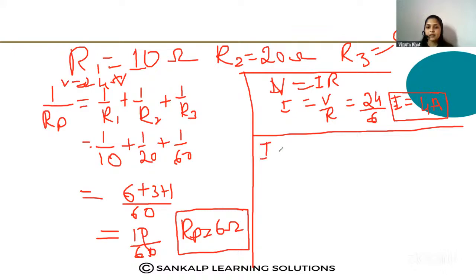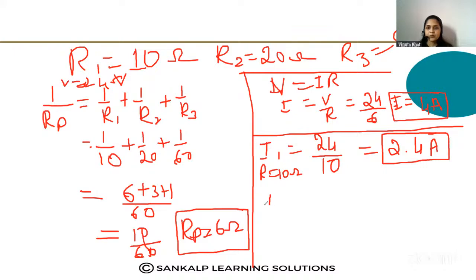I1, I will take V by R. V is equal to 24 volt, the potential difference is 24 volt, and R is equal to 10 ohm. I1 is equal to V by R. Then what is the value here? 2.4 ampere. Okay.